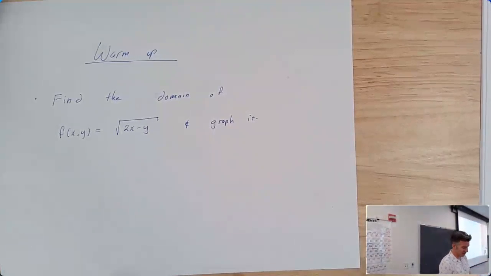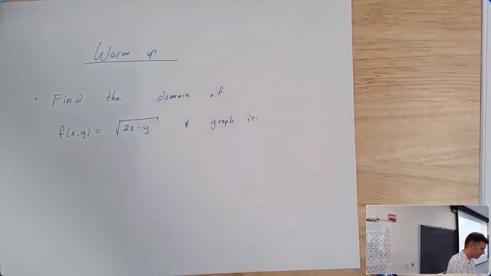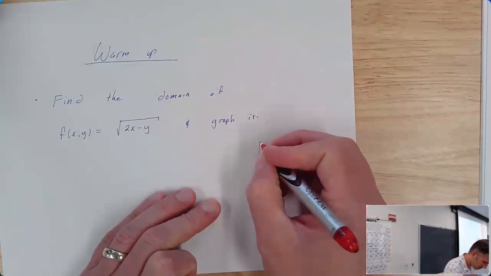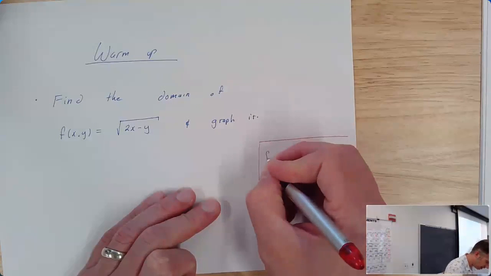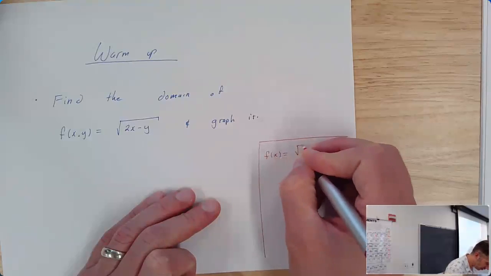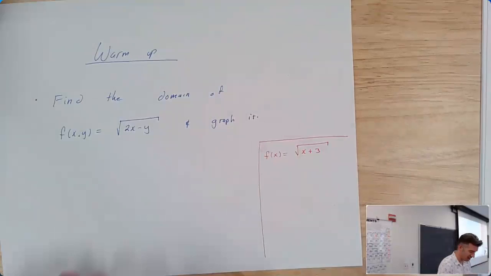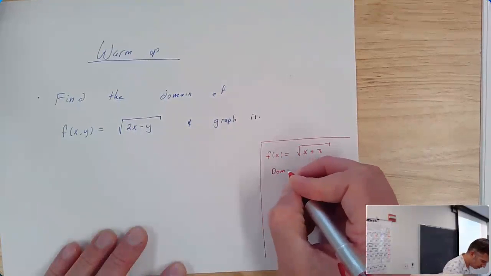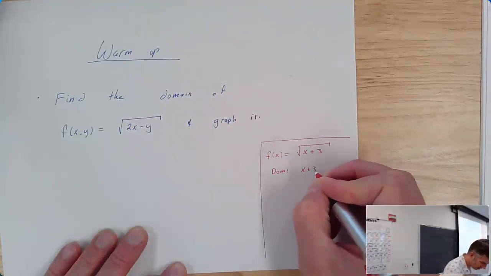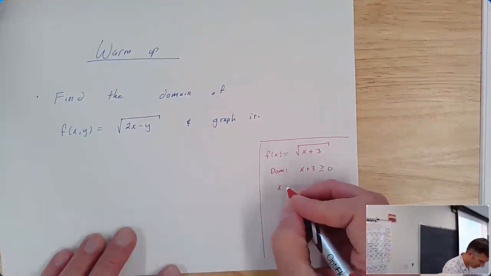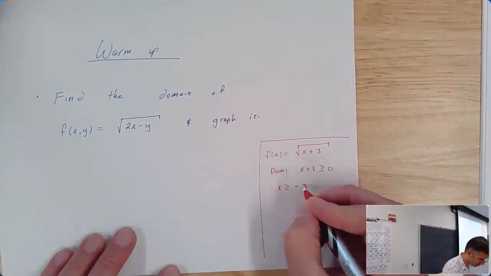I'm using my regular domain rules. Just as a quick aside, if my function was instead a 17a function where we had f of x equal to the square root of x plus 3, the way I would find the domain of that would be setting x plus 3 to be greater than or equal to 0. And then I would get x greater than or equal to -3.